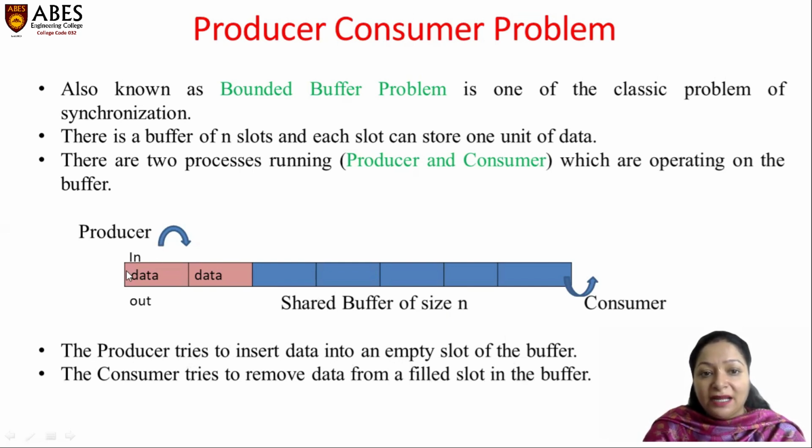Here we can see that we have used two variables, in and out. In denotes the current slot where the producer will produce the item and place it, and out points to the index of the slot from where the consumer will consume the data item.